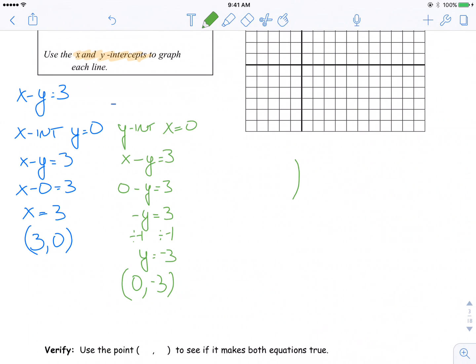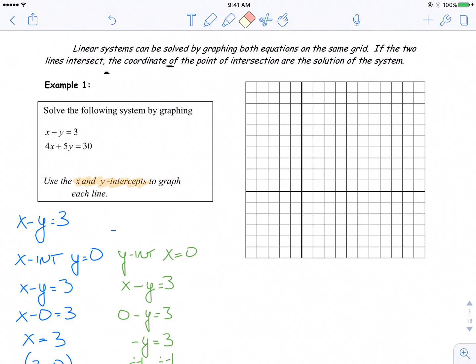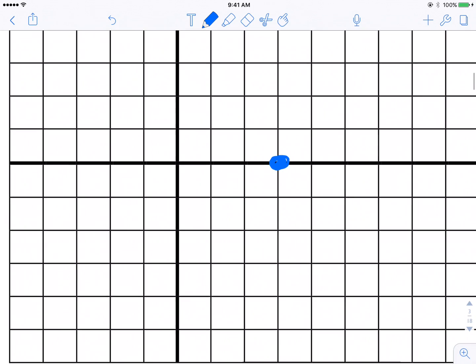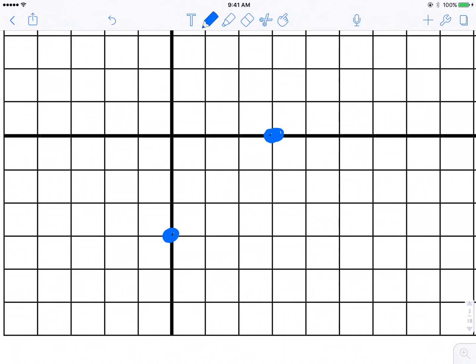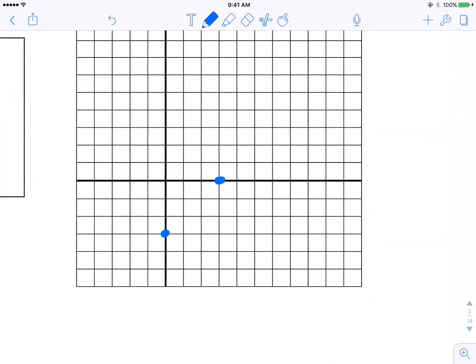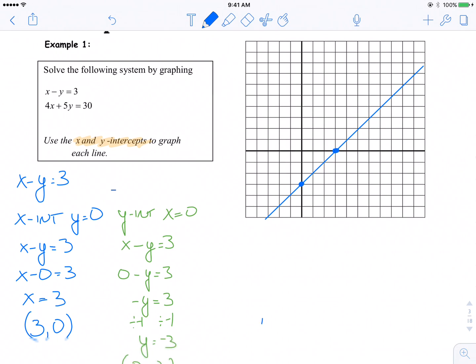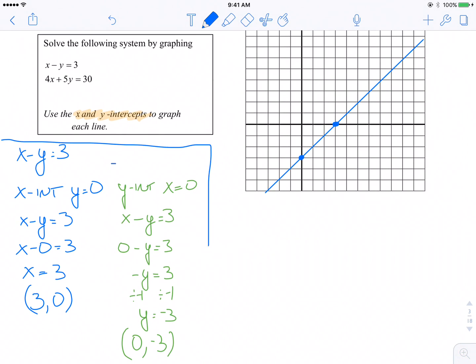So two points to plot: 3, 0, and 0, negative 3. I'm going to try to get this a little bit accurate here. So I'm going to go like this, and there's my line. This equation work for x and y intercepts is for the blue line.